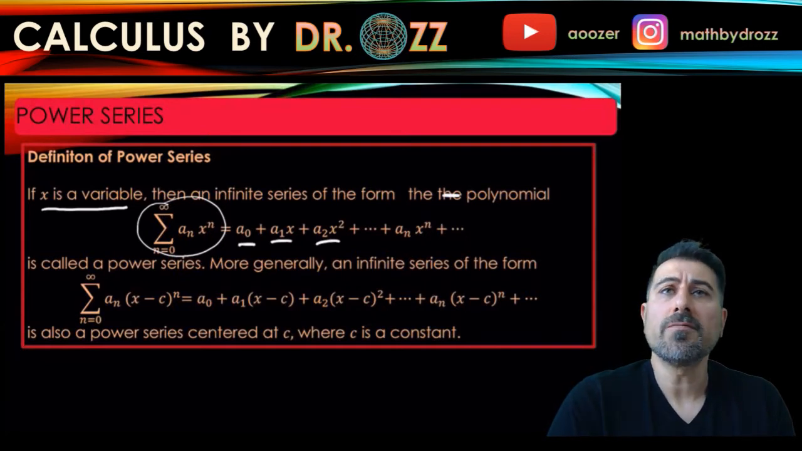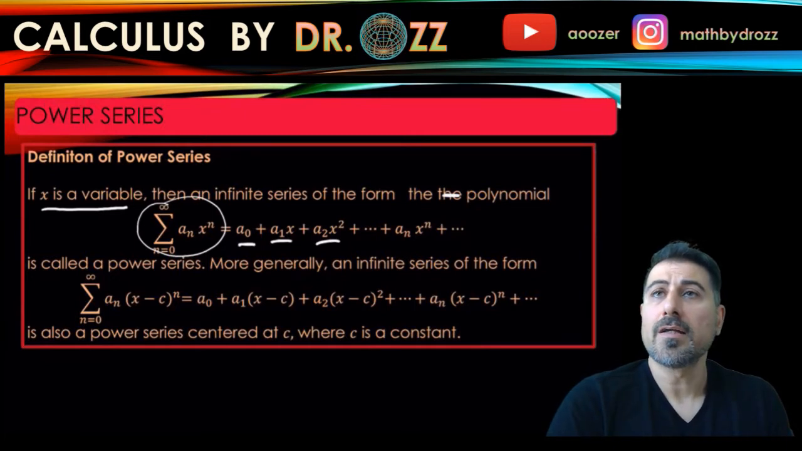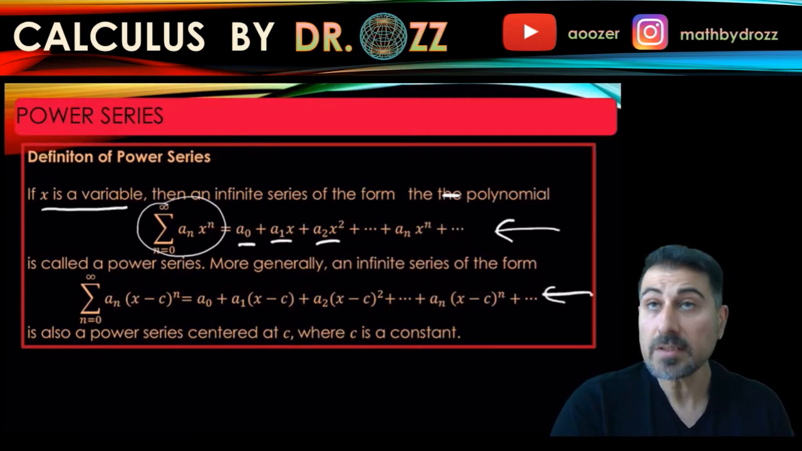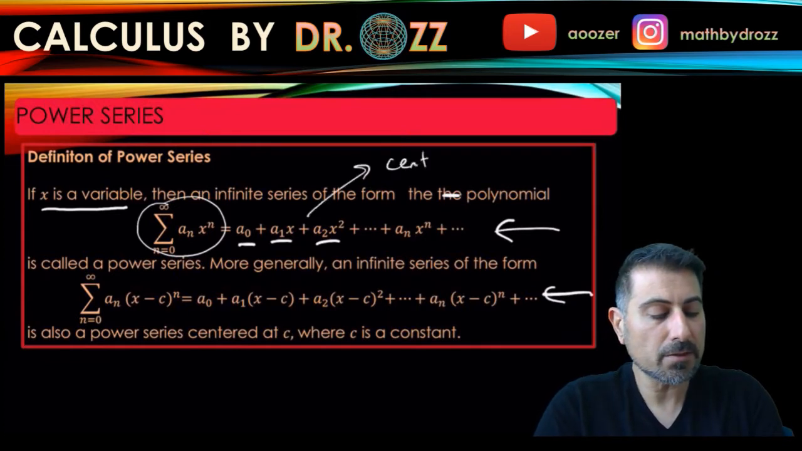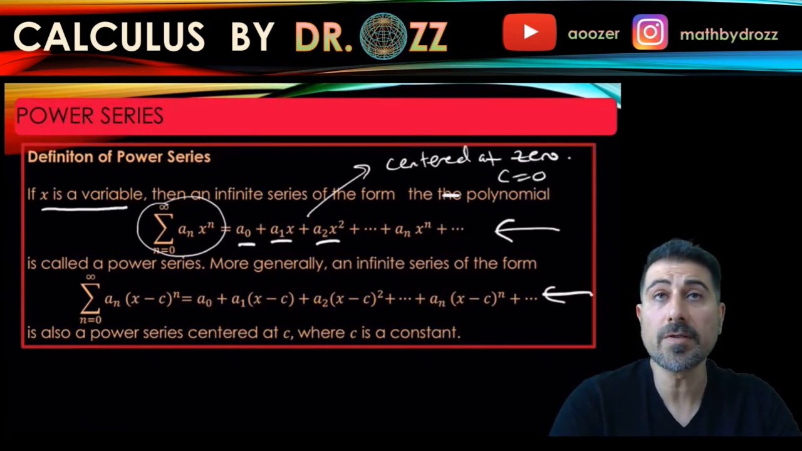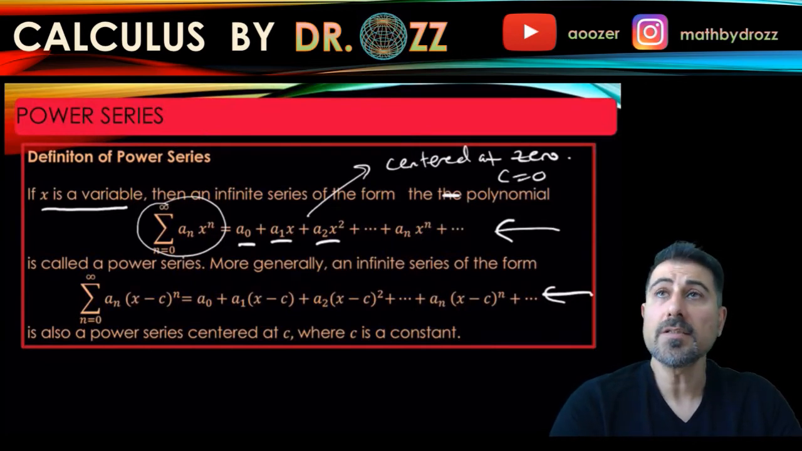And more generally, when you replace x by x minus c in the description here, you can see that this is also a power series centered at c. So this is the one centered at 0, so c equals 0. If c is not 0, then the power series takes this form, and c is a constant.